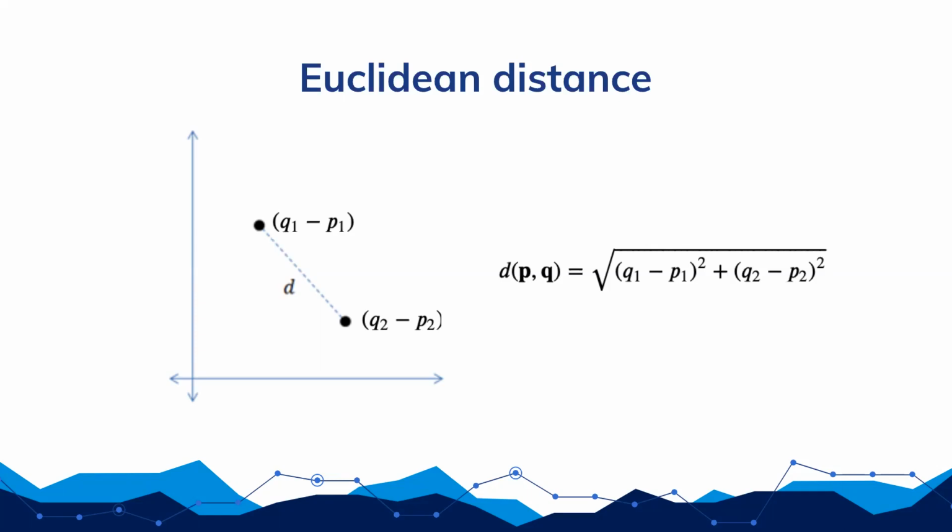In the Euclidean distance, say in this case we have 2 points, point P and point Q. Sorry, there's a typo there. What we need to do is just subtract the values in one dimension and square it. Subtract the values in the other dimension and square it, and then sum it and take the square root.